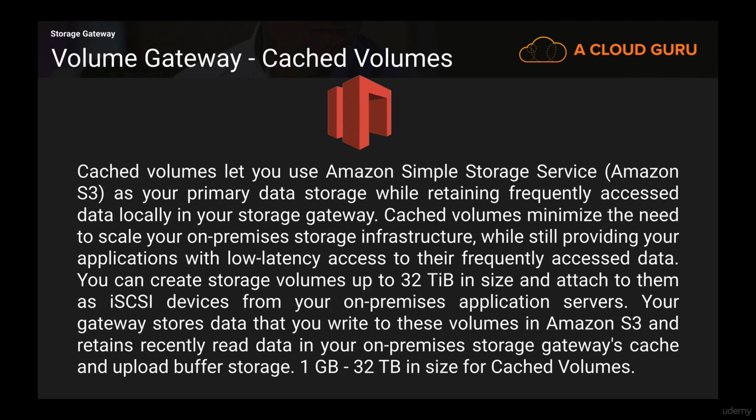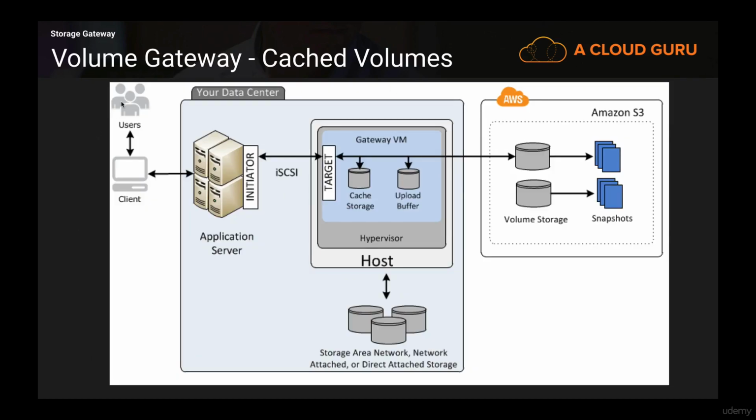So again, cached volumes, just think of it as all the data that's written goes up to S3. The most recently read data stays on-premise, and then it also means that you don't have to rely on having very large storage arrays because most of your data is being stored in AWS. You're only keeping the recently read data on site. So here's a diagram of how it works.